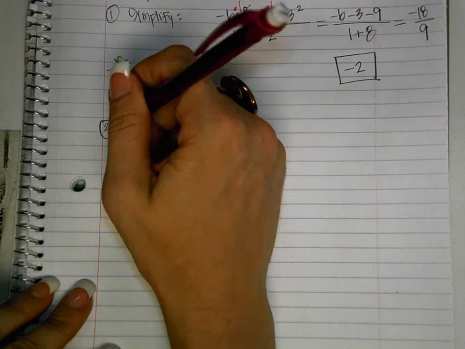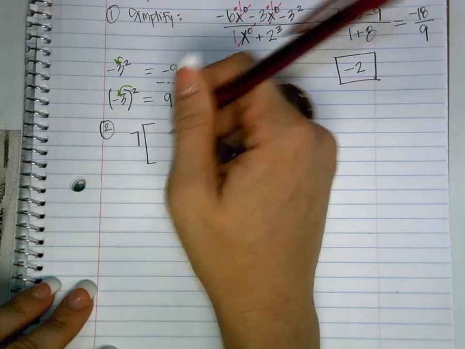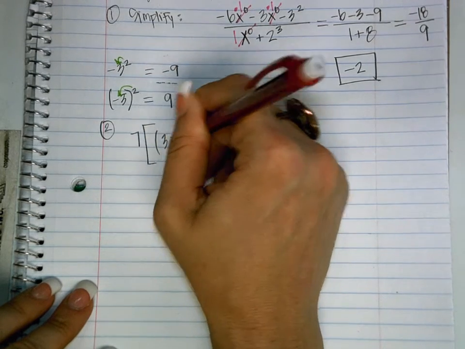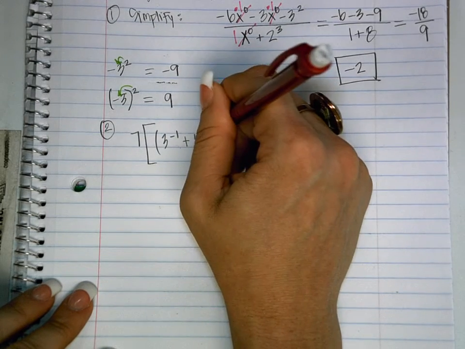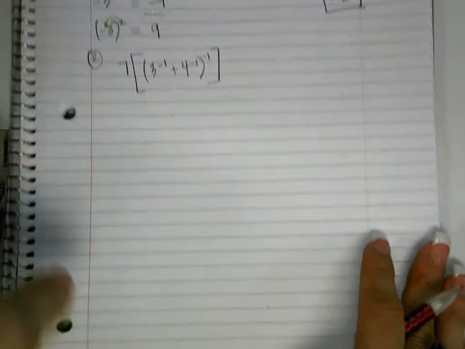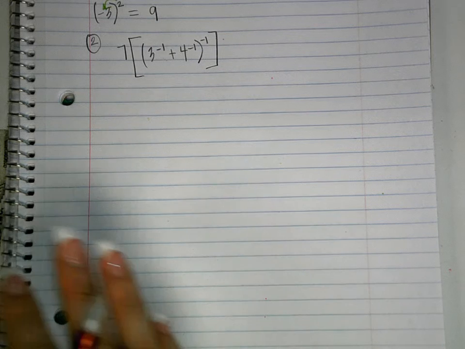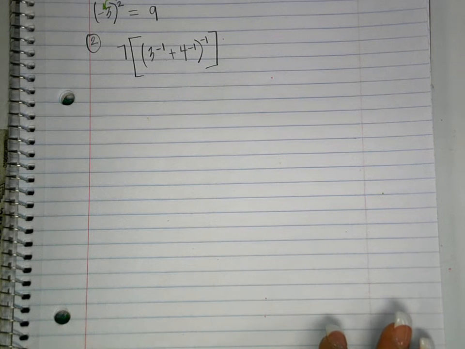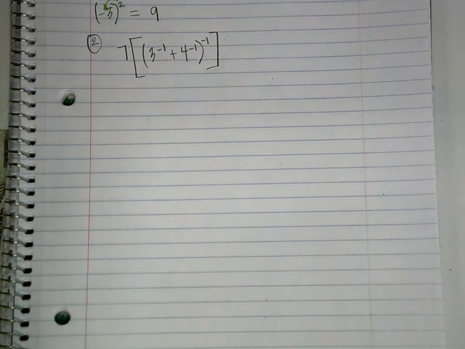Okay, try another one. Again, I want you to simplify 7 times, brackets, in parentheses, 3 to the negative 1 plus 4 to the negative 1, close your parentheses, to the negative 1, close your brackets. So 7, brackets, parentheses, 3 to the negative 1 plus 4 to the negative 1, raised to the negative 1, close your brackets.